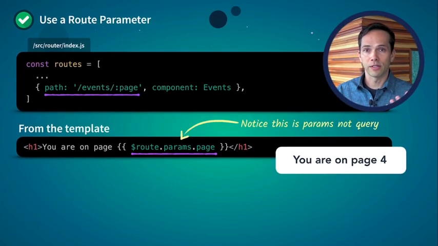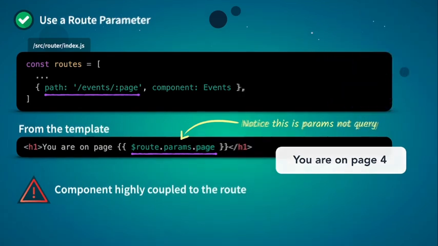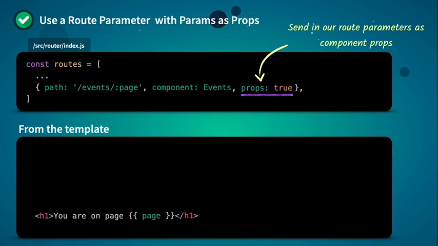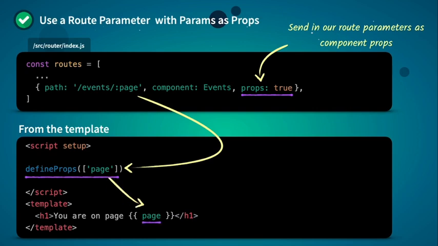There's nothing wrong with this solution. But Vue Router in this case is pretty coupled to our component, and there's another way we can solve this without that coupling. In this case, we can use a route parameter with params as props. To do this, we'll specify props equals true inside of our router configuration. What this does is tells Vue Router to send in our route parameters as component props. Then, inside the template, we define props page. And page from the URL will get set inside the component, and in this case displayed on the page.